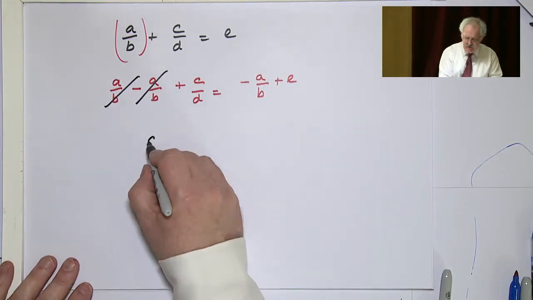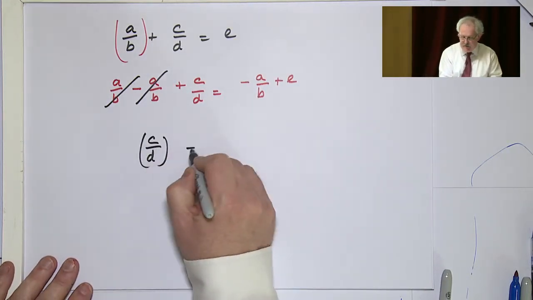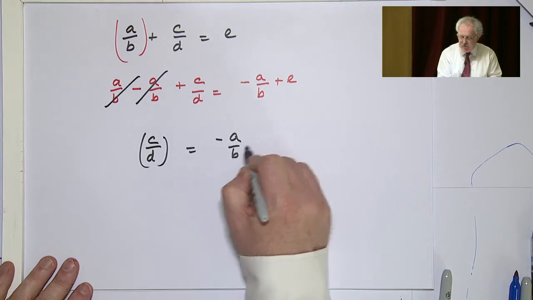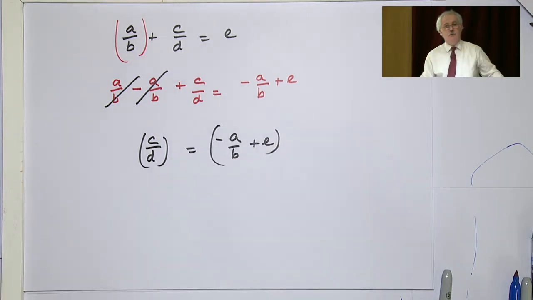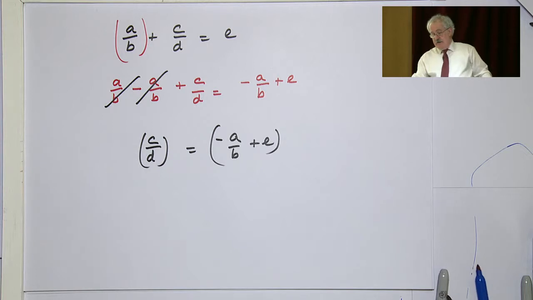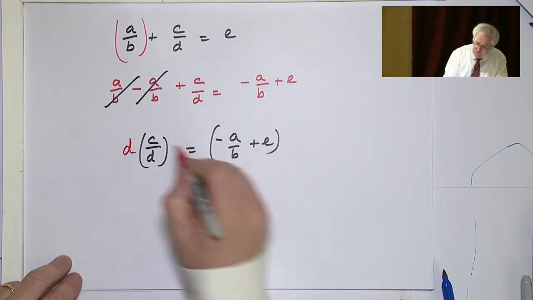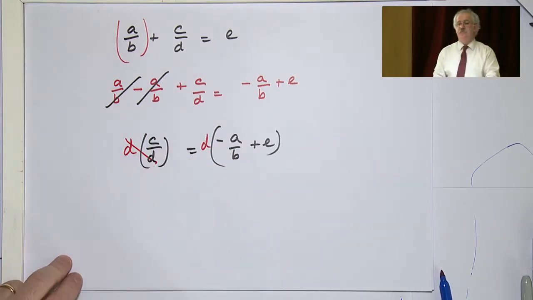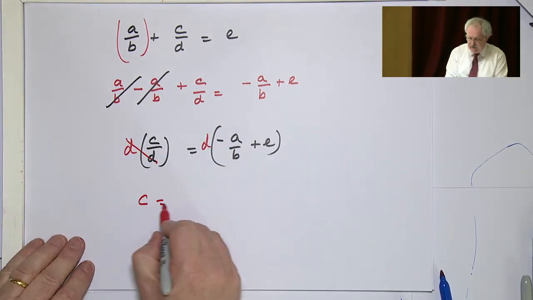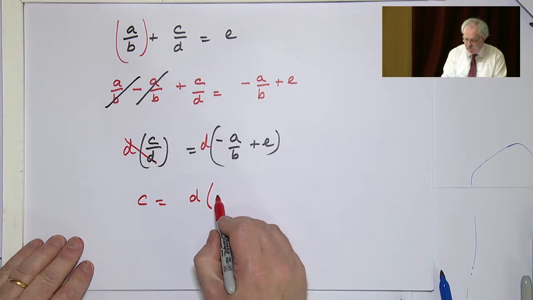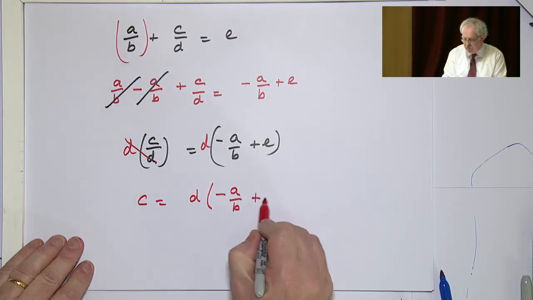So c over d is equal to minus a over b plus e. Do I like the d on the bottom? Not particularly, so multiply by d to solve that. Now I've got c is equal to d times all of this stuff, minus a over b plus e.